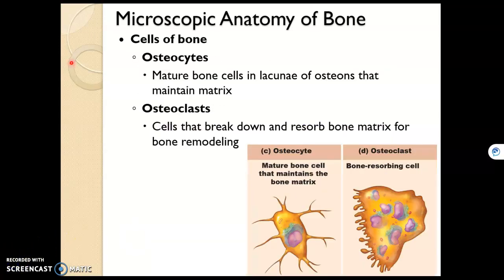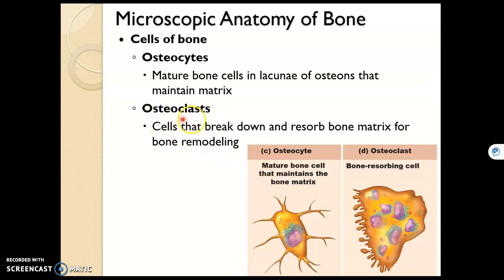The osteoblasts will continue to secrete matrix until they can't anymore because they run out of space. And what's left are the osteoblasts that are stuck in their own secretion. Therefore, the cell stops secreting and becomes an osteocyte, which is a mature bone cell.